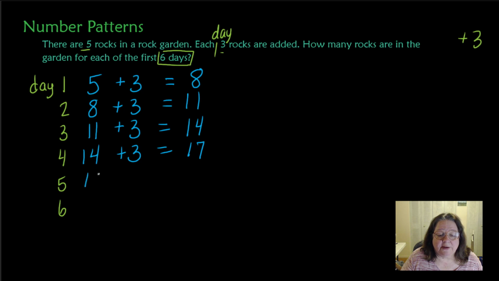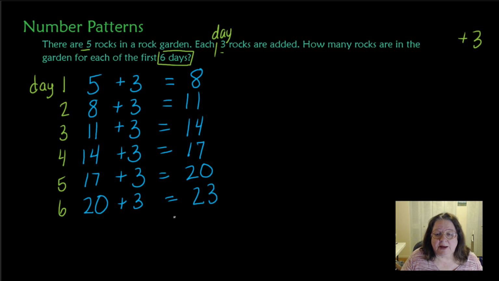So day 5, 17 plus 3 is 20. And for each of the first 6 days, so we're on day 6, 20 plus 3 is 23. So how many rocks are in the garden for each of the first 6 days? There's actually 6 answers. Day 1 is 8, day 2 is 11, day 3 is 14, day 4 is 17, day 5 is 20, day 6 is 23.